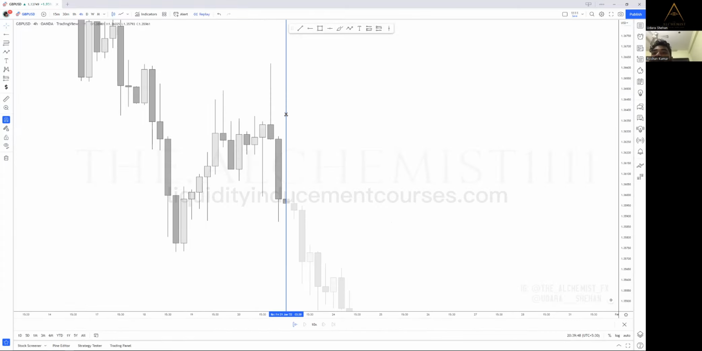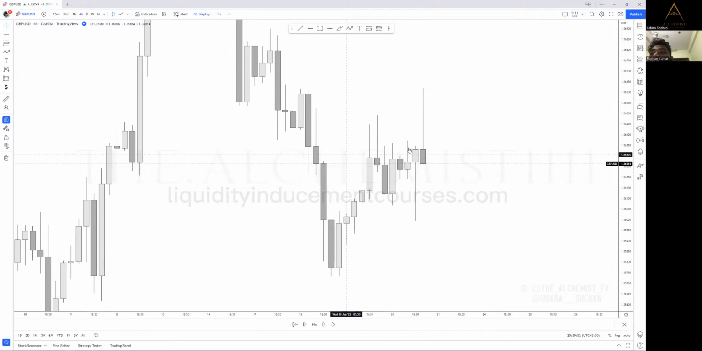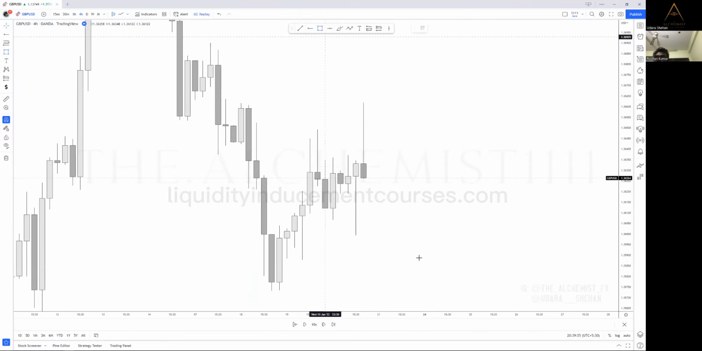Let me put the replay tool somewhere here. Now, if I ask someone, what is the order block in here? Not the whole thing. If you mark it out like that, that's wrong. The order block in here will be the opening price of the bullish candle, the body of the candle, or else the closing price of the previous one. So this right here is what we call the order block.